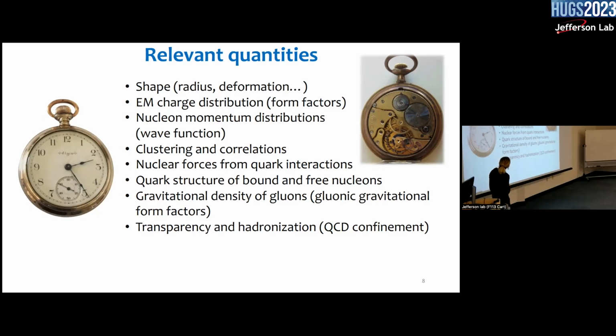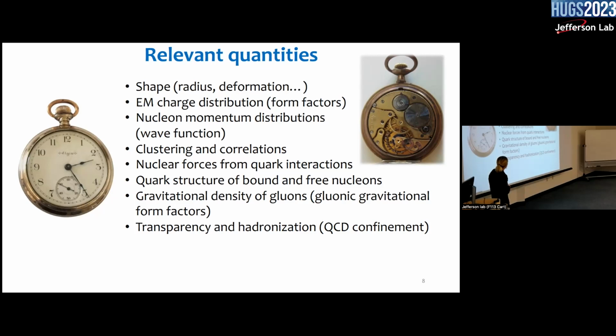We can look at the charge distributions. So these are the form factors, which we'll get more into. Anybody, at least from Hall B or from SBS, is probably interested to hear about the form factors. We can talk about the nucleon momentum distributions, clustering, correlations, and the nuclear force as it arises from quark interactions, right? So that's very important.